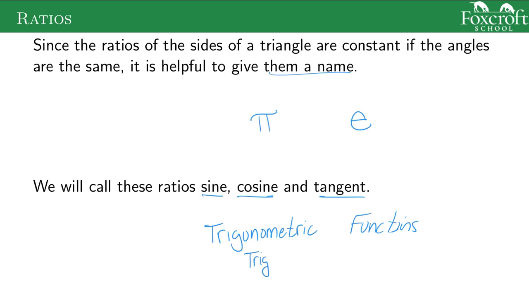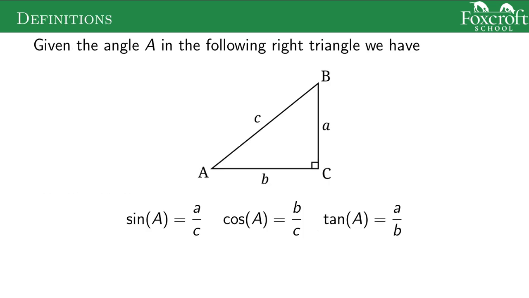These are our new types of functions, which just represent the ratios of the sides of a right triangle. So here's the definition. I'm actually going to give a simpler definition in a second, but this is the initial definition. We're given some angle A. These trig functions all depend on the angle. So our angle A is here. This is the angle I'm focused on.